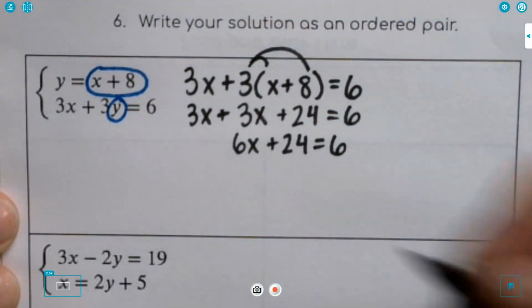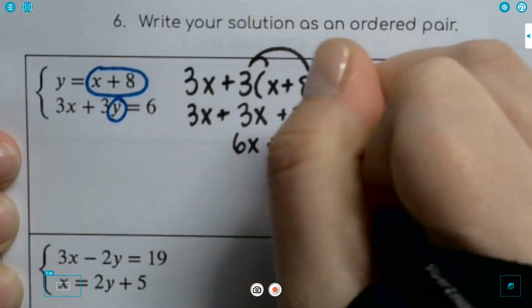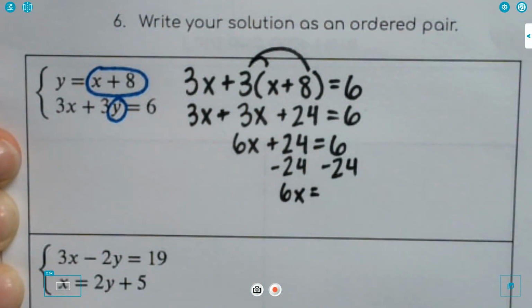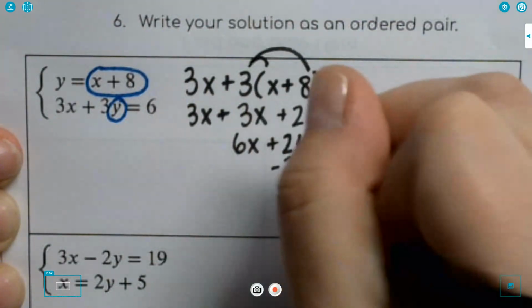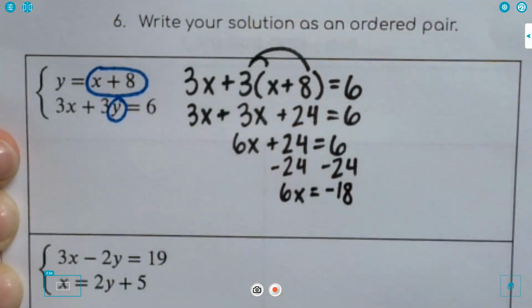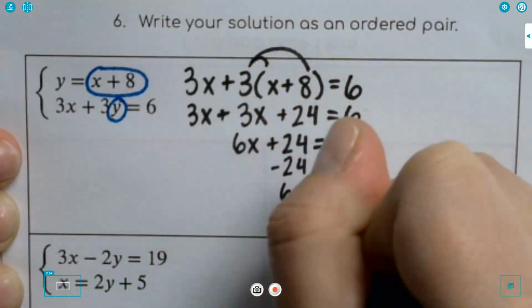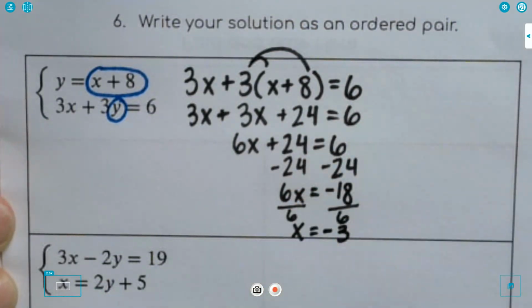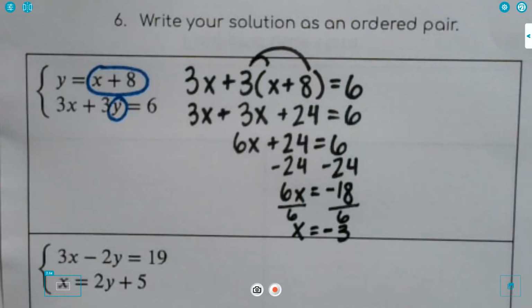We can subtract 24 from both sides. We will get 6x equals 6 minus 24, which is negative 18. Running out of space. And then we divide both sides by 6. We're going to get x equals negative 3. So once we get things substituted, it's an equation just like we did back in Unit 1.